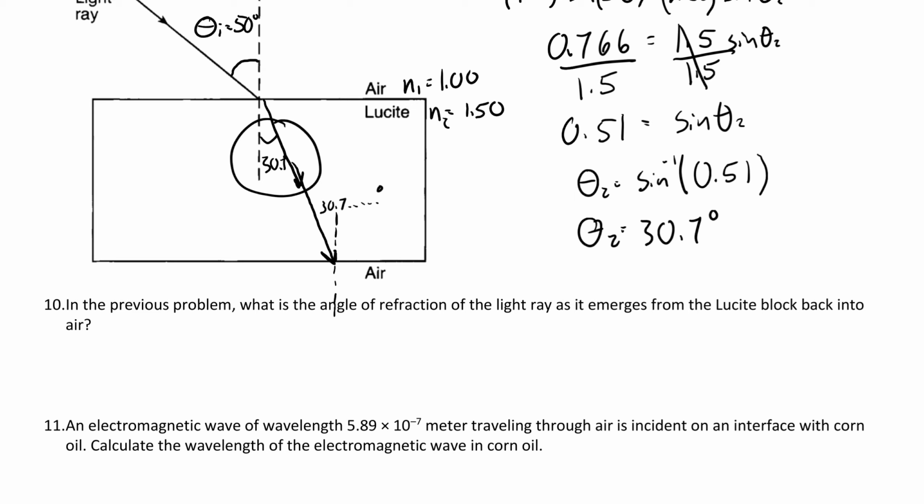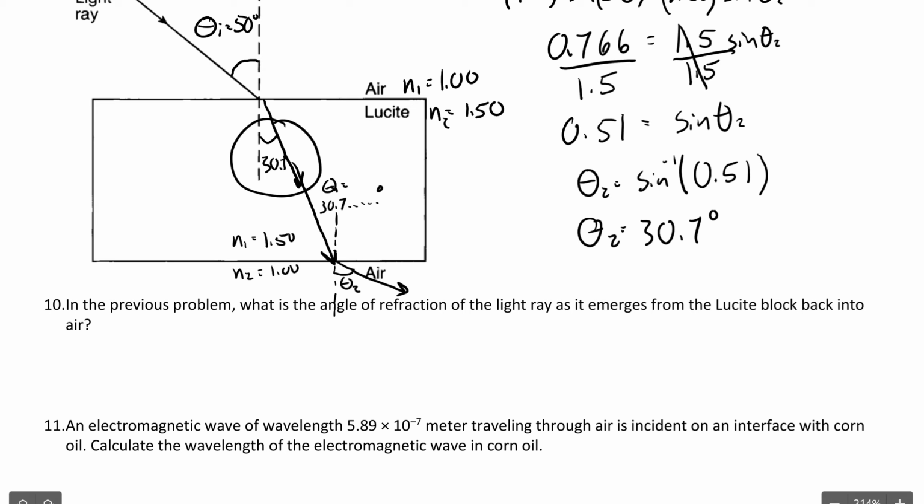And so it's going from lucite, which is 1.5. Now it's a different problem. N1 is equal to 1.50. N2, now it's entering the air, and it should bend away from the normal because it's less optically dense. So we're looking for theta 2 now. Theta 1 has now become that 30.7 degrees.